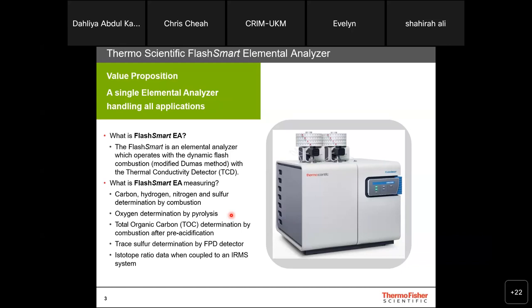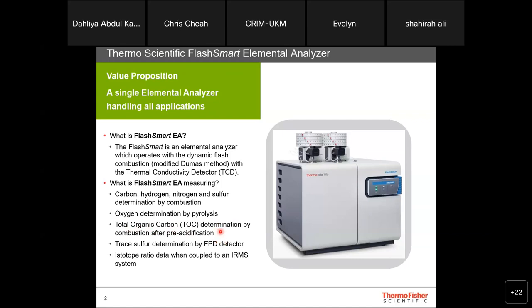I have a customer in a soil and sediment lab, in an environmental laboratory. They will be interested in total organic carbon. So we can do something like this, but it will require some steps in sample preparation. You need to add acid to acidify the sample in order to evaporate the inorganic carbon. If you don't do any pre-acidification, the carbon result that you are getting will be total carbon and not total organic carbon.